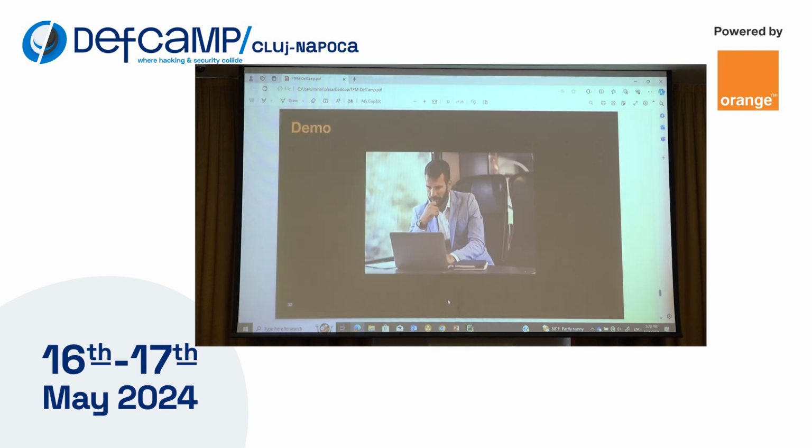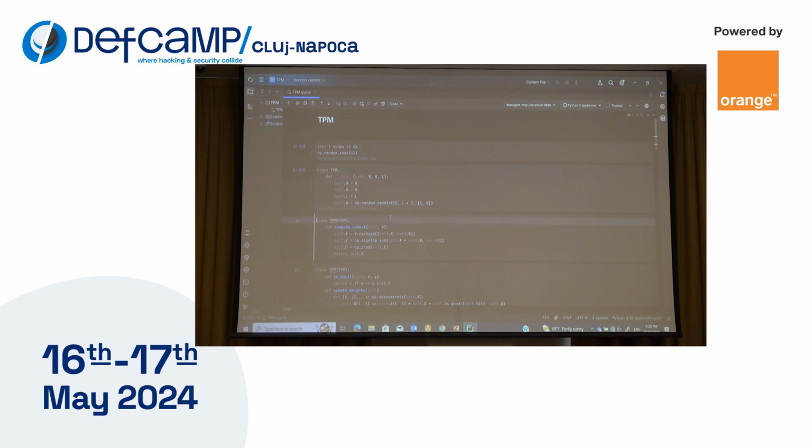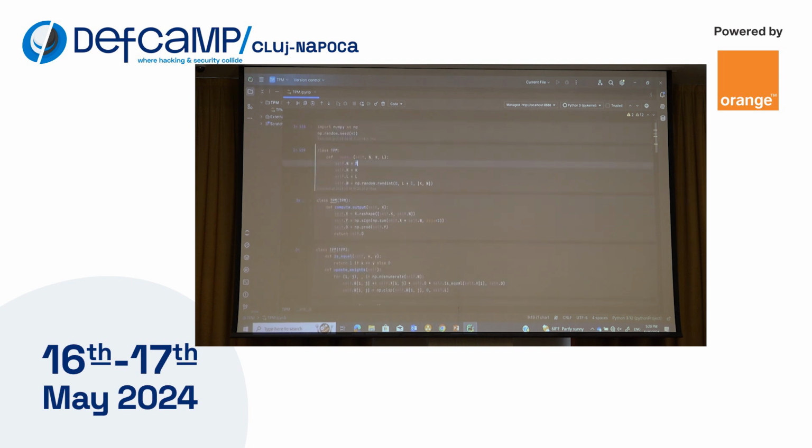So, now let's see the demo. So here I define a simple TPM. I don't know if it's large enough. Now, like you see here, the parameters are N, the number of input neurons for a group, K, which is the number of hidden layers, and L, which is the bound of the weights. Here I generate a random set of weights, because like I said, the parties initialize the set of weights randomly.